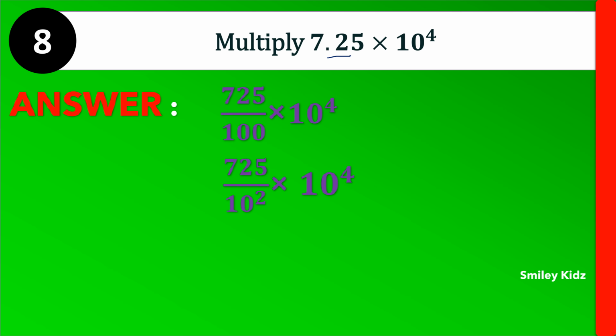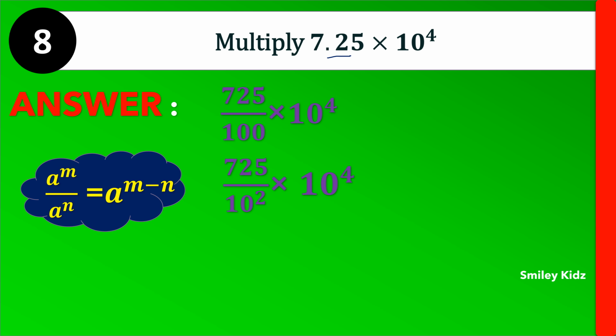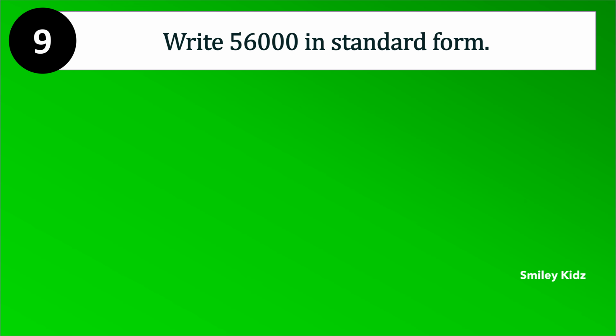That is equal to 725 by 10 square into 10 to the power 4. Here we apply the law a to the power m by a to the power n is equal to a to the power m minus n. That is equal to 725 into 10 to the power 4 minus 2. That is equal to 725 into 10 to the power 2. That's equal to 72,500.